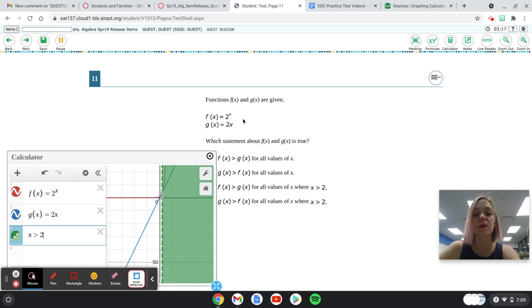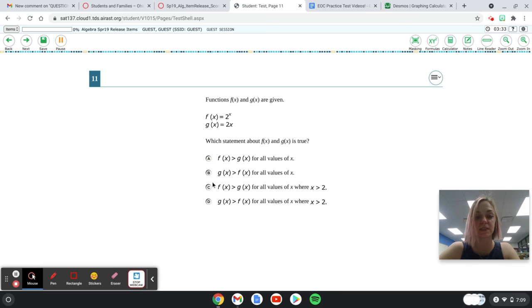The big takeaway from this is plugging in these two functions, okay? Helping us see what our functions look like can help us answer this question. And it's always a great idea to plug any functions into Desmos.